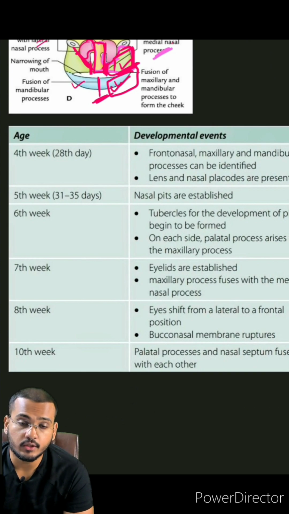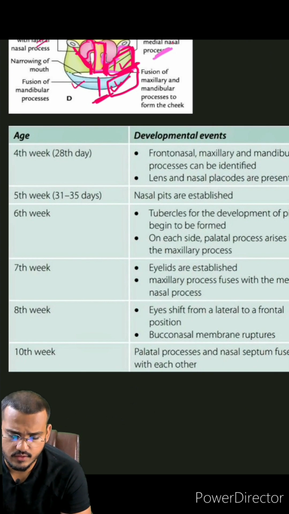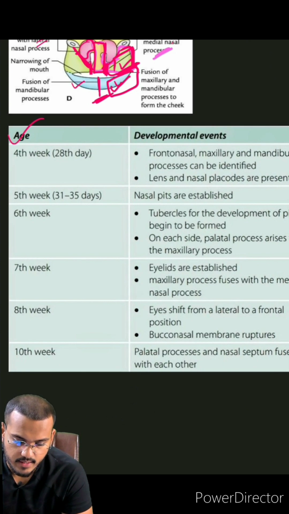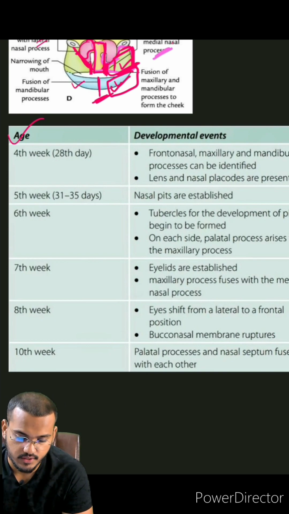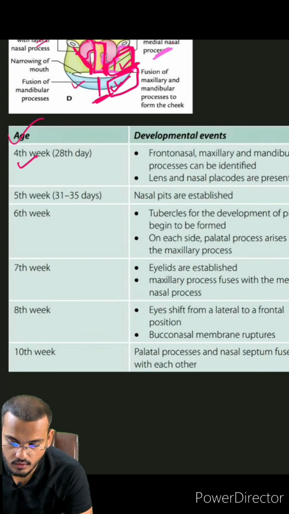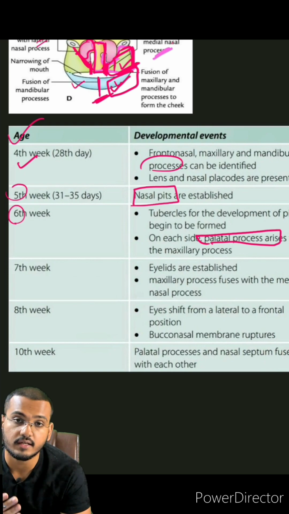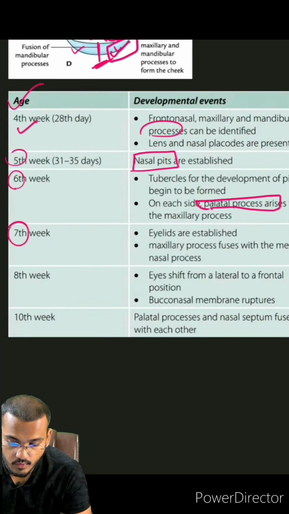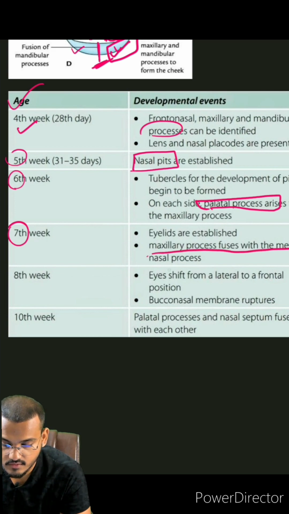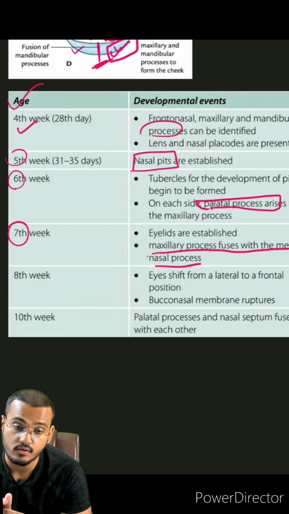The next thing that we need to know, which we have already discussed, is this table. It is quite important, and all the references are from Inderbir Singh textbook of embryology. Now in fourth week we saw all the processes that are formed. In fifth week we saw nasal pits are formed. In sixth week we saw that the palatal processes arise. We'll discuss development of palate in the next video. Then in seventh week what happens is the maxillary processes fuse with the medial nasal process, that also we saw.